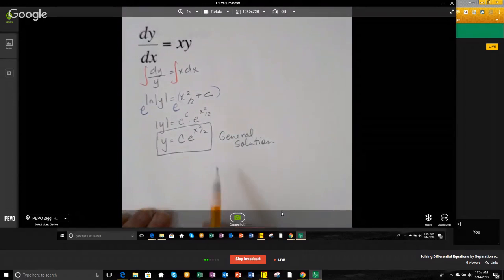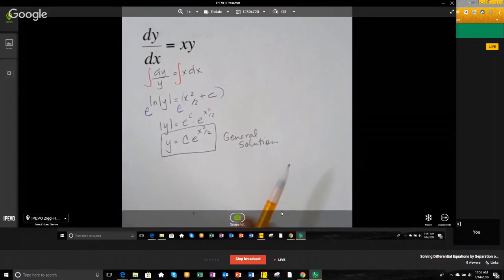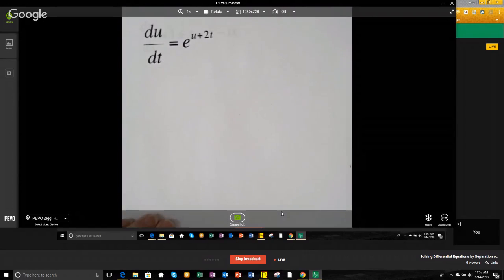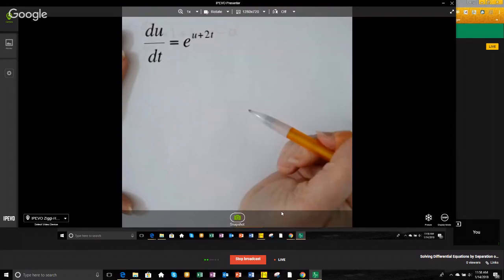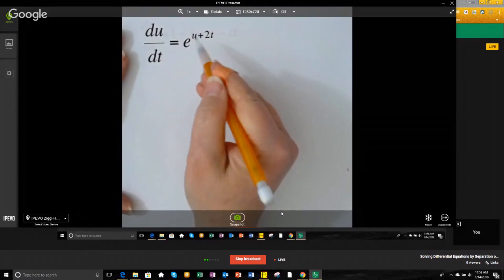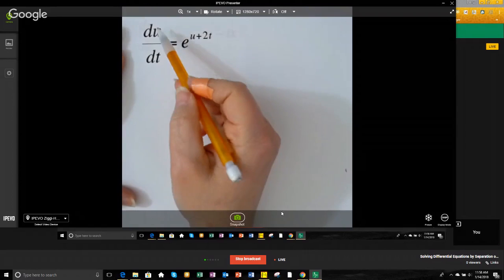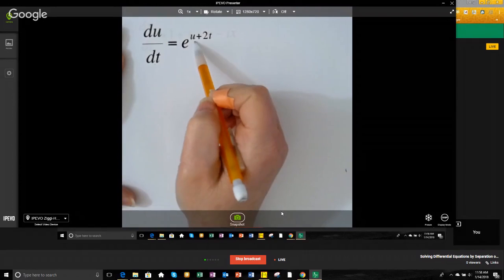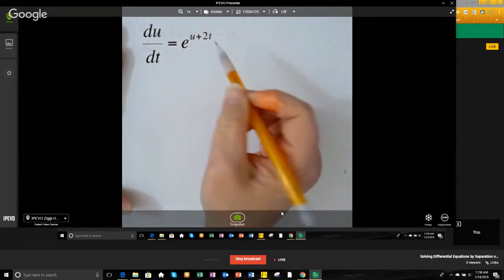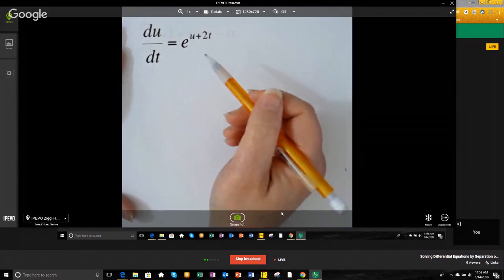Another exponential with a twist with a square in its exponent. All right, I like to do one where the variables aren't what we expect them to be, because they're not always x and y. So let's try one that has u and t. And I'm going to have a differential equation here that's du dt equals e to the u plus 2t. And I have to separate the variables somehow.